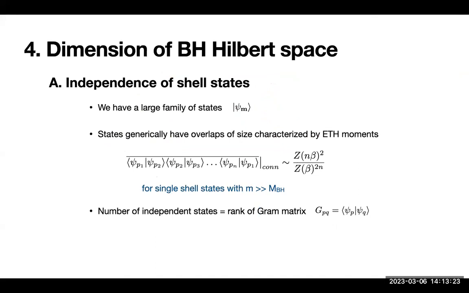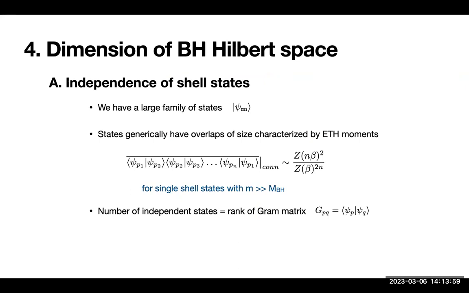Given this, we'll try to get at the dimension of the Hilbert space. We have this large family of states, and what semiclassical gravity tells us is they generically have overlaps whose generic size is estimated by these wormholes to be this ratio for single shell states. Now we want to know the number of independent shell states, and that will be the rank of this matrix of inner products.